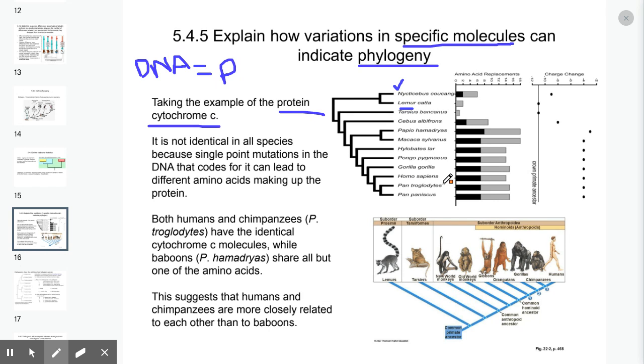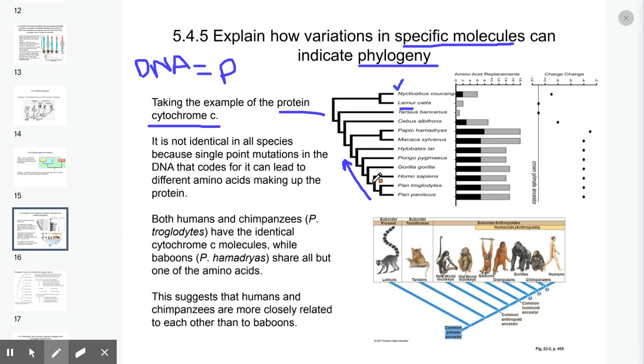Here we have Homo sapiens, which is us, Pan troglodytes, which is chimpanzees, and then we have Pan paniscus, which is bonobos. Those are very similar. All three of these are very similar in DNA structure. But as we work our way down this way, we'll see more differences. So we put them in different groups.